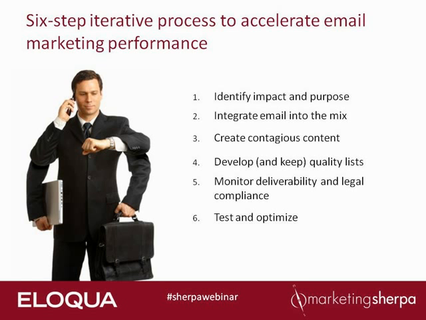So these 6 steps were, as you can read here, identify impact, integrate email, create contagious content that people crave, keep quality lists, monitor deliverability, and then, of course, test and optimize. So we don't have time to go through all of this today, so we're going to focus on the first one, which is identify impact and purpose.